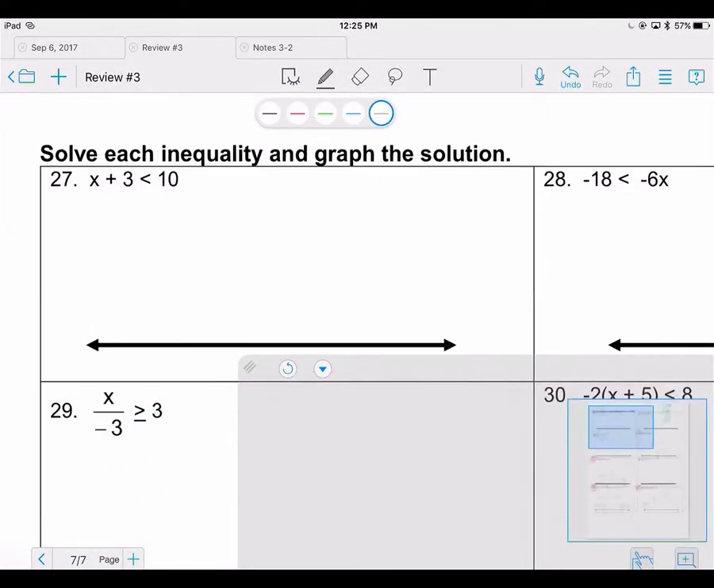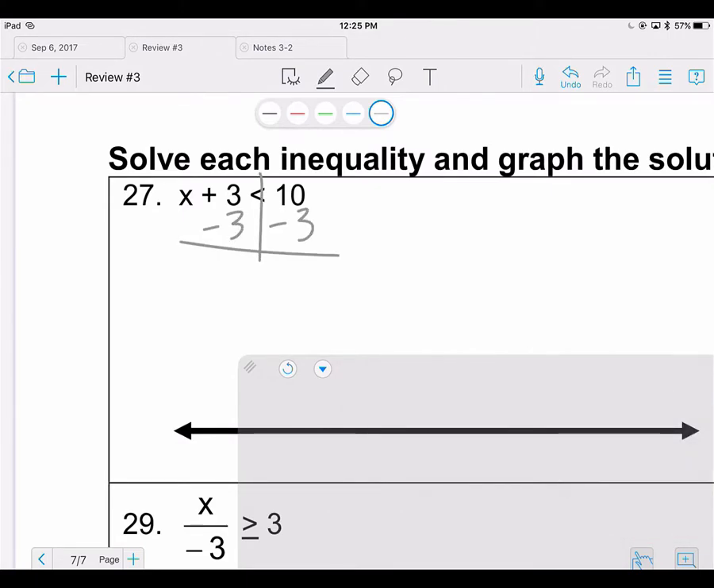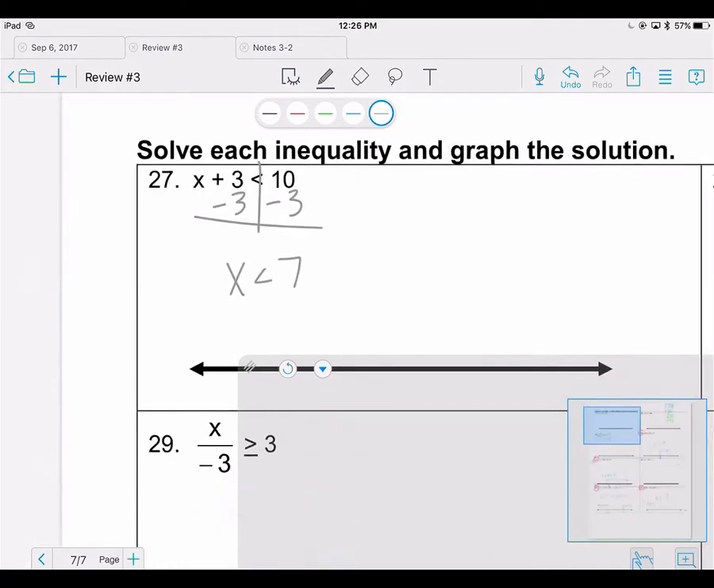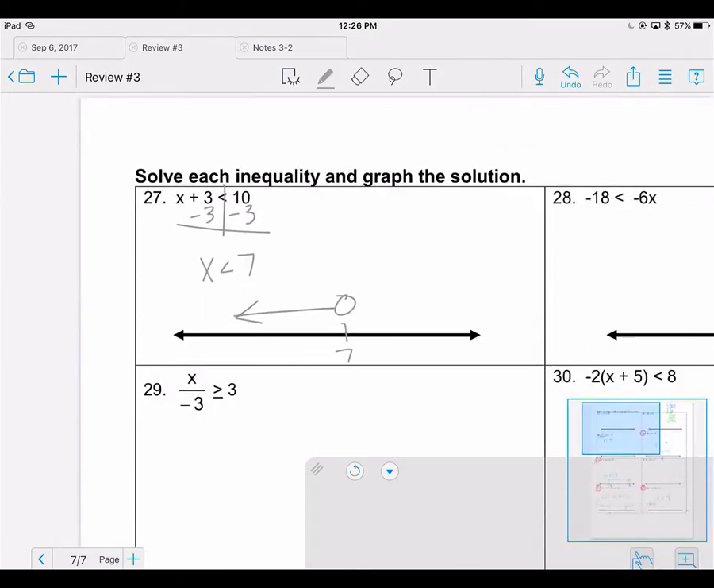For the last problems, we have a bunch of inequalities. So for 27, when solving for x, we would subtract 3 from both sides. X is less than 7. And to graph, we have an open bubble. Less than goes to the left.